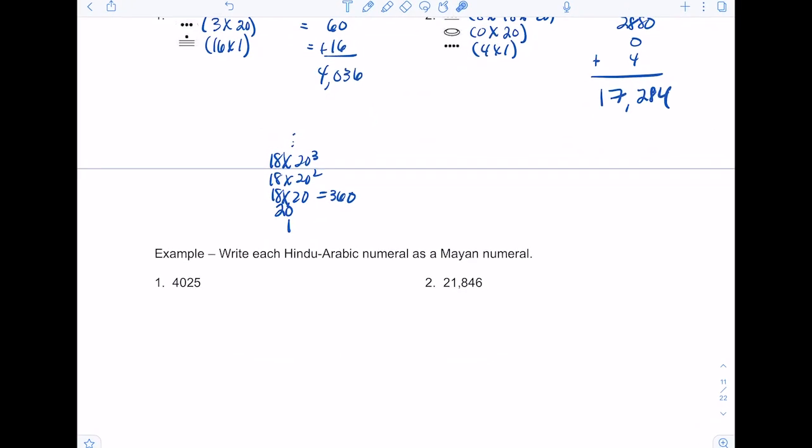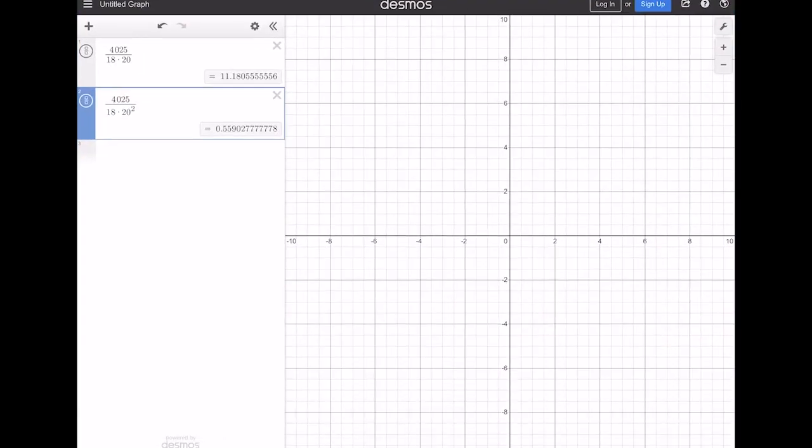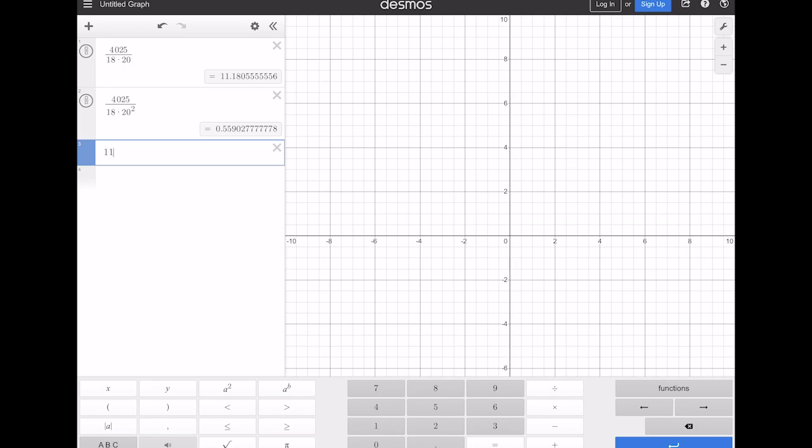So I'm going to divide. I'm going to start with 360. And I'm going to divide 4,025 by 360. And as you already saw, it went in 11 times. So now I want to do 11 times 360, which is 3960.